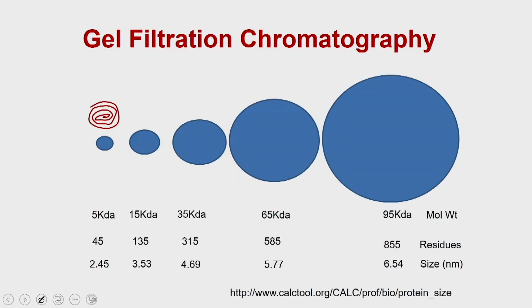So, now we have synthesized a protein, and what you see here is an example of proteins of different molecular weight. It starts from 5 kilodalton, 15 kilodalton, 35 kilodalton, 65 kilodalton and 95 kilodalton. I have shown you the number of amino acid residues associated with most of these proteins. For the 5 kDa protein the number of residues is 45, for 15 kDa it is 135, and for 35 it is 315 and so on.